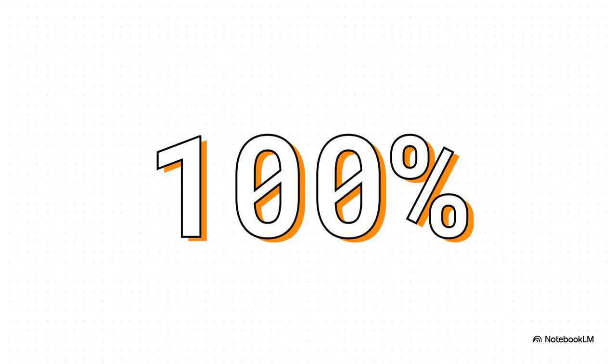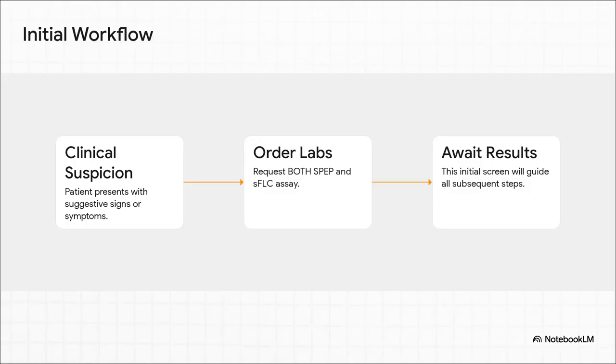So why is ordering both so incredibly critical? Think of it like this. SPEP is a great test, but it has a massive blind spot. It can completely miss patients whose myeloma only produces free light chains, and that's up to 20% of them. So by adding the free light chain assay, you slam that diagnostic door shut, pushing the sensitivity up to nearly 100%. And here's what that looks like in practice.